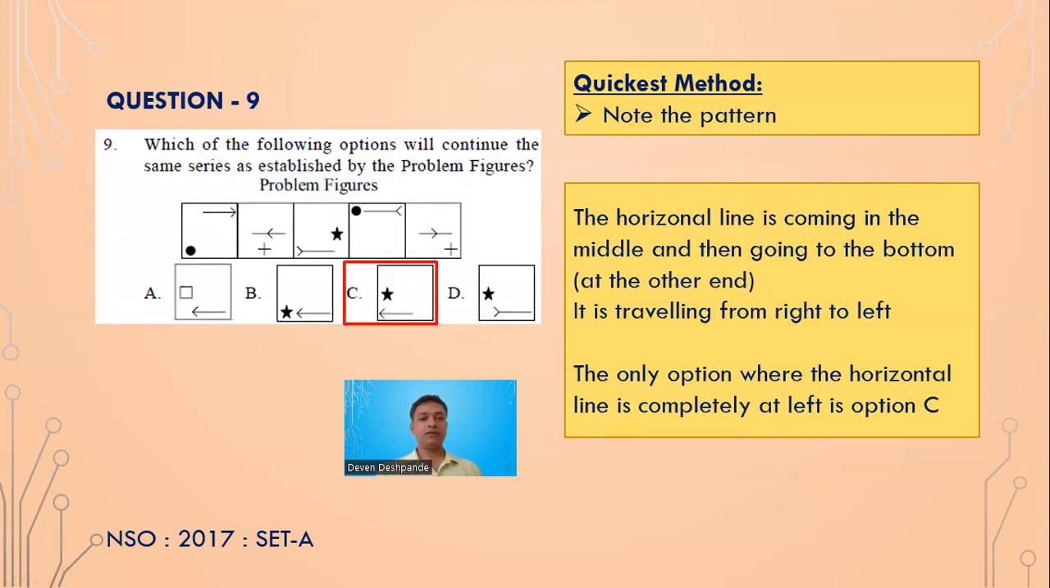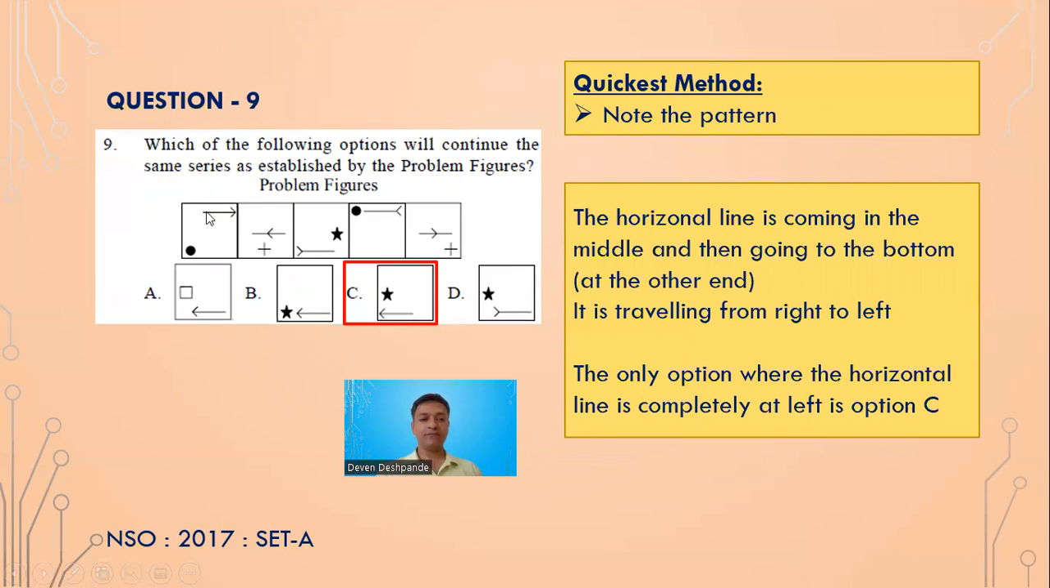Which of the following options will continue the same series as established by the problem figures? So these are the problem figures. In such questions, just note the position of the horizontal line. The position of the horizontal line is towards the right. Here it is coming down towards the middle, and here it is at the left side. At the bottom it is left. Here it is at the right. Here it is coming down at the middle, and for the last figure it will be at the bottom left. The only option where the line is at the bottom left is option C, isn't it?